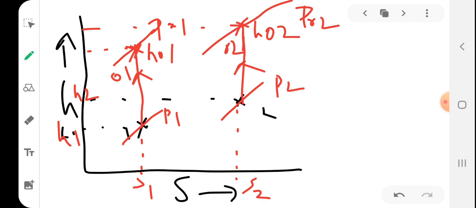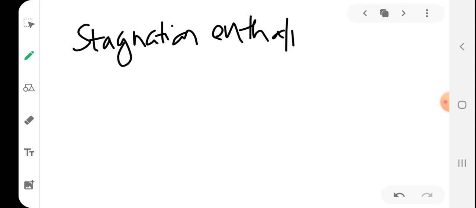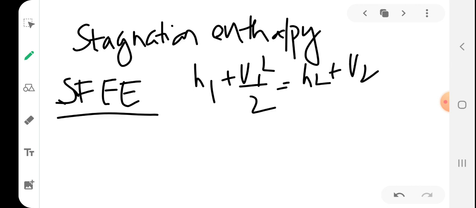Now I will show some relationship for the stagnation enthalpy. We know the SFFE equation, right? What is the SFFE equation? H1 plus V1 square by 2 equals H2 plus V2 square by 2, if no heat and work transfer occurs, and if Z1 equals Z2. If there is no heat transfer, no shaft work, and no elevation difference, then the energy equation can be written as H1 plus V1 square by 2 equals H2 plus V2 square by 2, right?